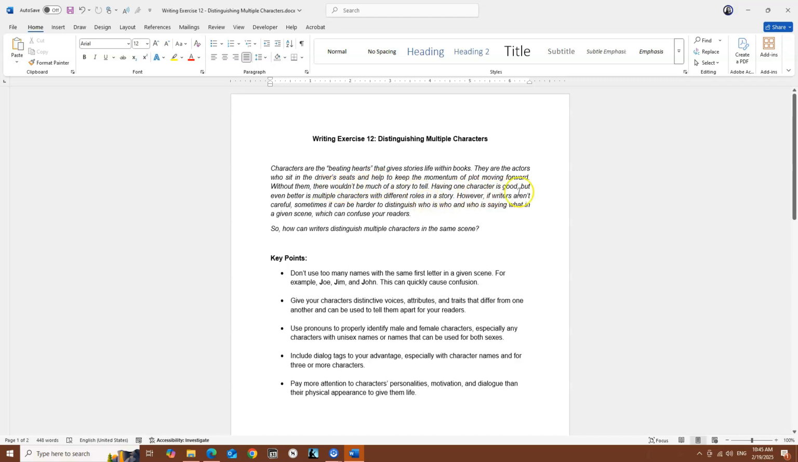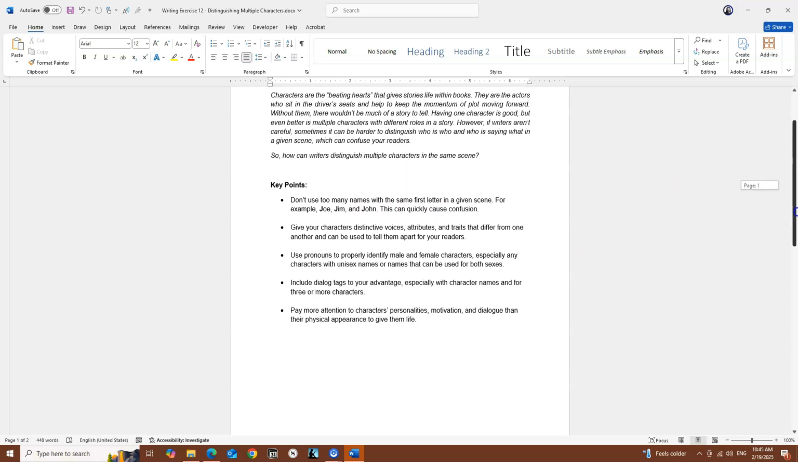Having one character is good, but even better is multiple characters with different roles in a story. However, if writers aren't careful, sometimes it can be harder to distinguish who is who and who is saying what in a given scene, which can confuse your readers. So how can writers distinguish multiple characters in the same scene? The following key points are some helpful tips in doing this.